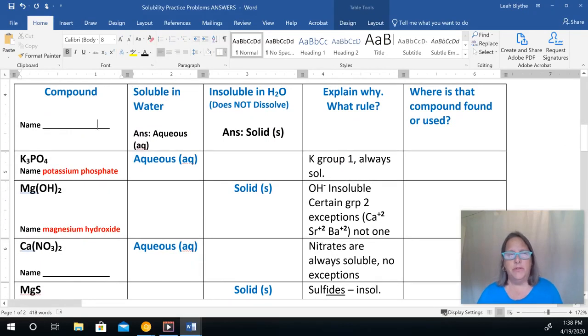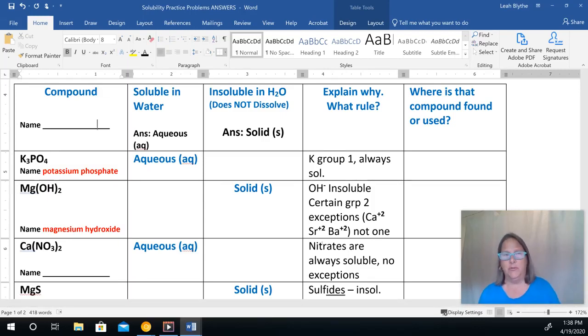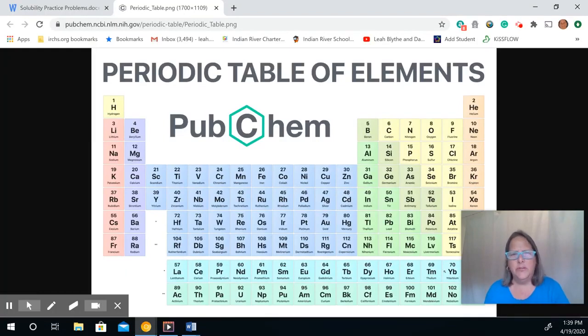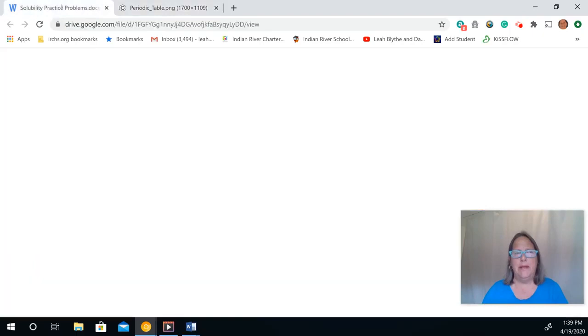First of all, with potassium phosphate, you do have to name every one of these chemicals so that you practice using your rules of naming different chemicals. Then you want to find out, is it soluble in water or isn't it? So what you do is you use your solubility rules. If you look at the periodic table, potassium is in group 1. So here's the periodic table.